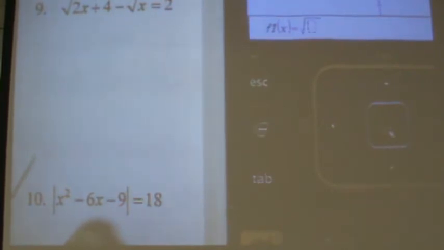Because I remember distinctly, after I taught you the calculator portion, you guys said, oh my gosh, why didn't you tell us this before? You don't remember? I'm doing it.